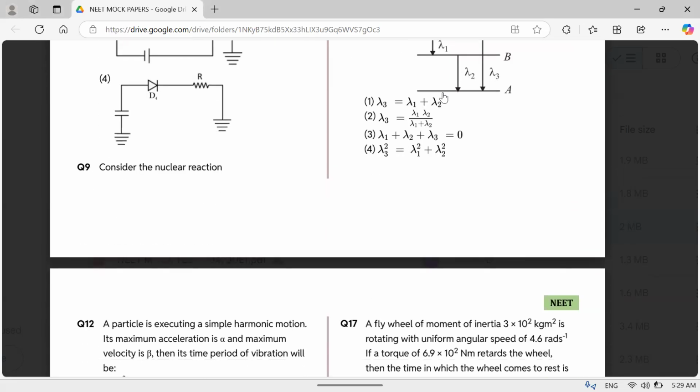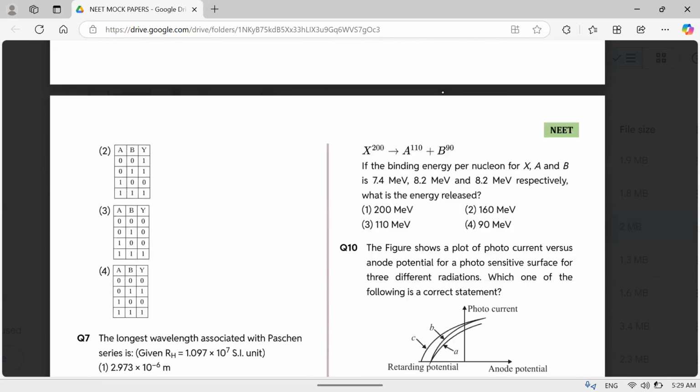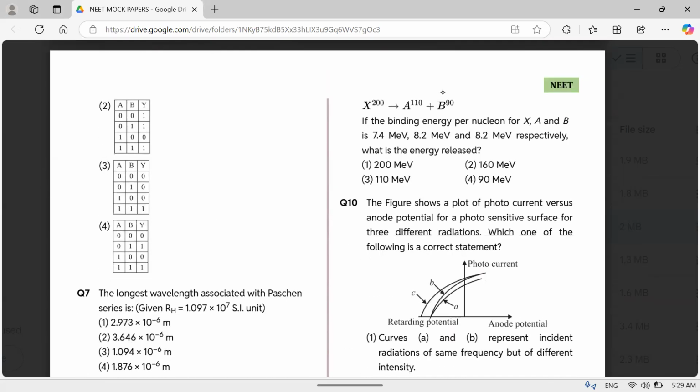Sure. Question number 9. Consider the nuclear reaction: X200 gives rise to A110 plus B90. The binding energy per nucleon for X, A, and B are 7.4, 8.2, 8.2 respectively. What is the energy released? How do you calculate the energy released?